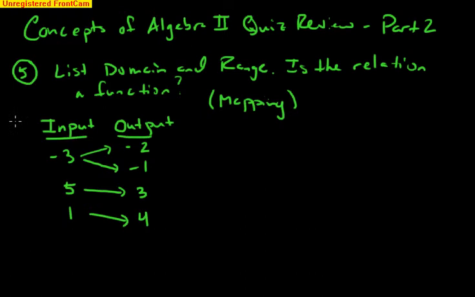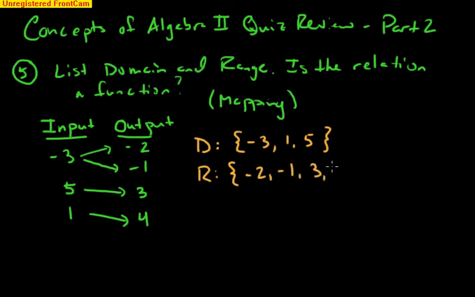Okay, so first, we need to list out the domain. So the domain, capital D, we make our little brace, and we list our inputs, our x values, in numerical order with no repeats. -3, 1, and 5. So don't go top to bottom, go numerical order. The range is then going to be the outputs in numerical order with no repeats. -2, -1, 3, and 4. Okay, so there's our domain and range.